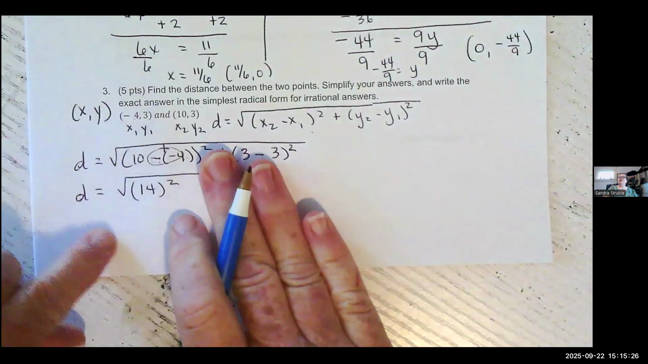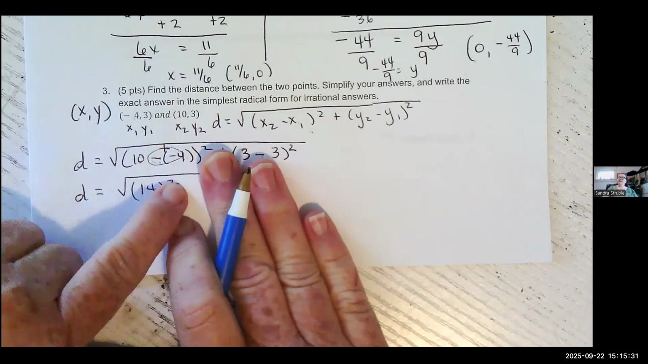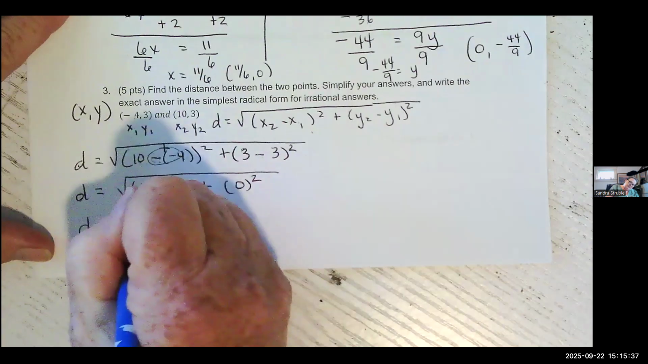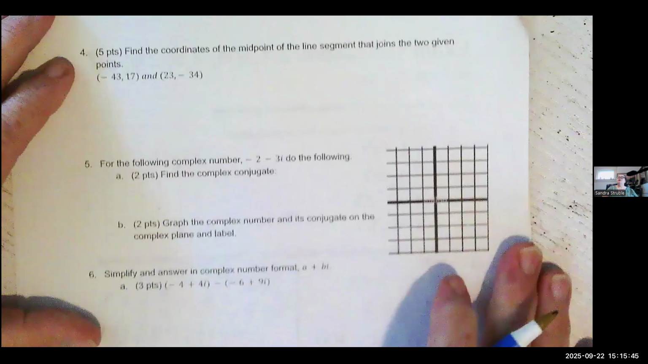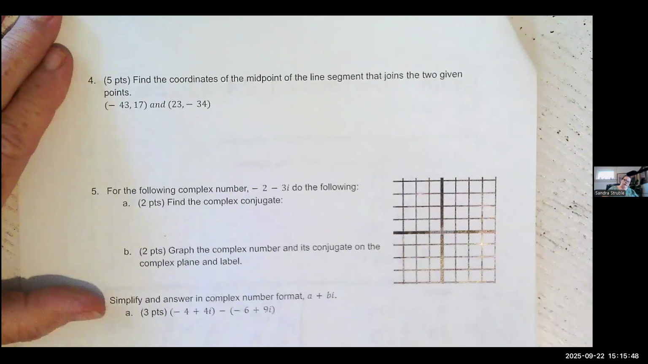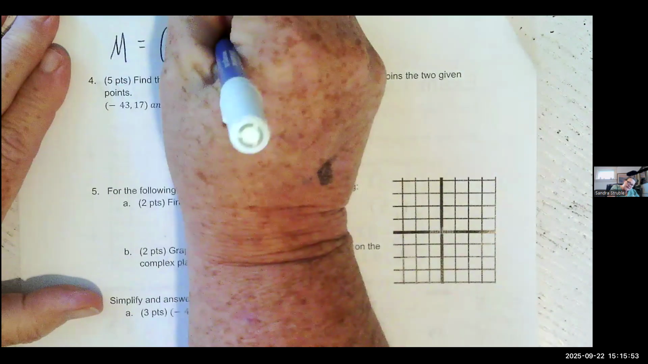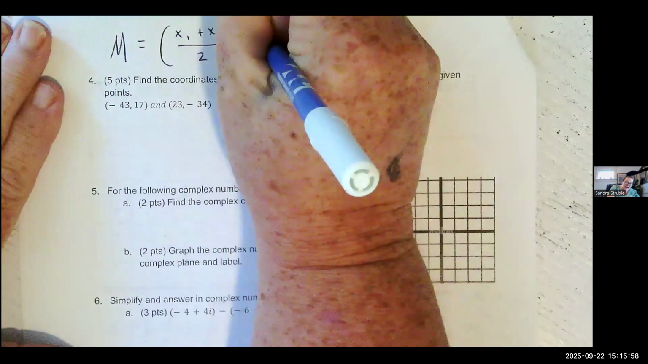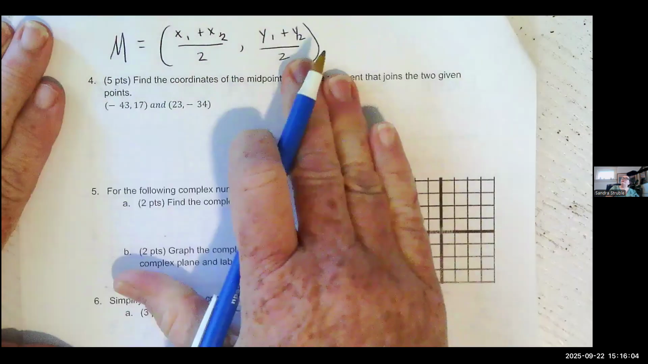So now I have the square root of 14 squared. Well, if you square 14, you get 196, and then take the square root of it, you get 14. So the distance is 14. Find the coordinates of the midpoint of the line segment. Again, if you don't have a formula, just talk to me. So the midpoint is just the average of the x values, comma, the average of the y values. And it's in ordered pair format.